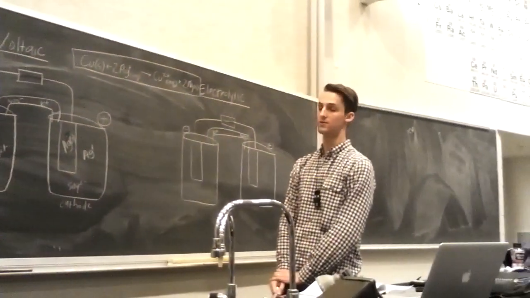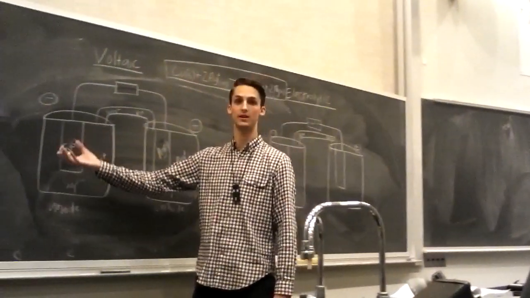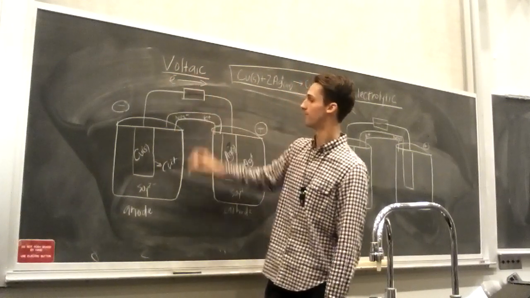And now the last thing is to figure out where the electrons are flowing here. So we know in a voltaic cell, it's a spontaneous reaction. So here our electrons will be driven to the right.